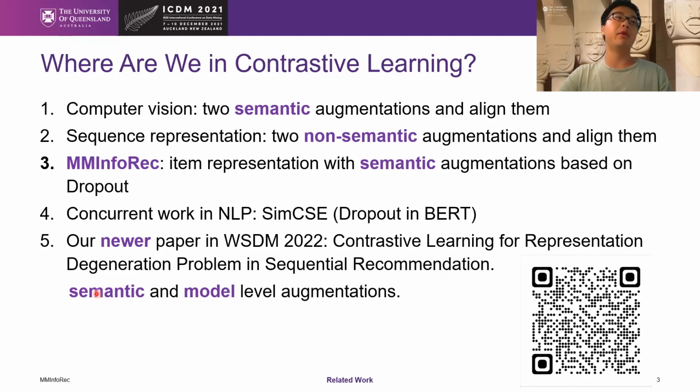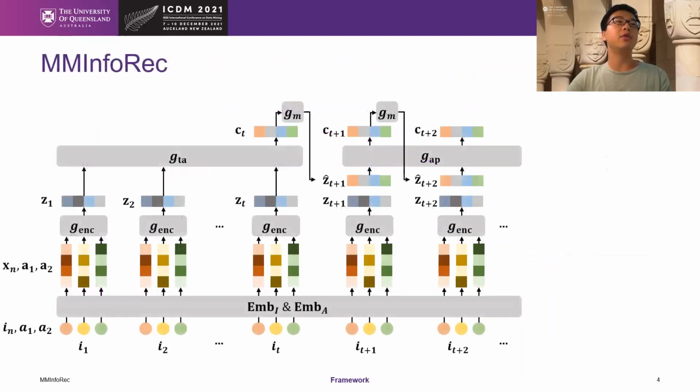In that paper, we also provide semantic and model-level augmentations on our sequence. So here's a QR code for this new paper. We'll continue to talk about MMInfoRec in our paper.